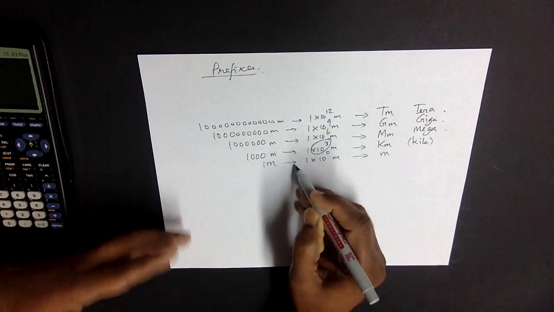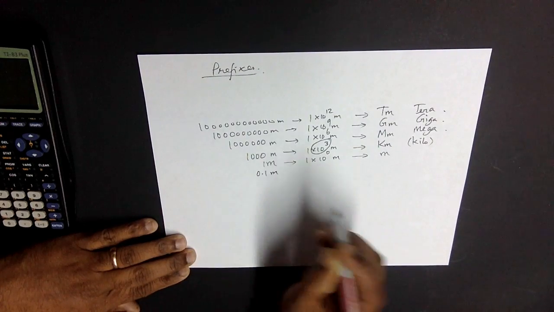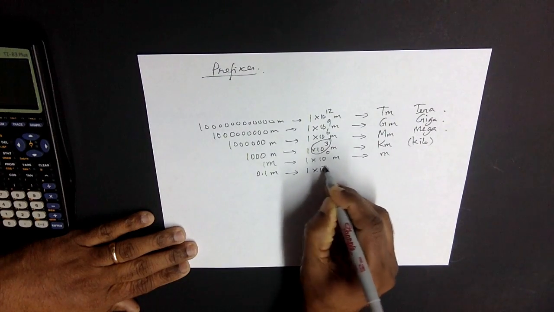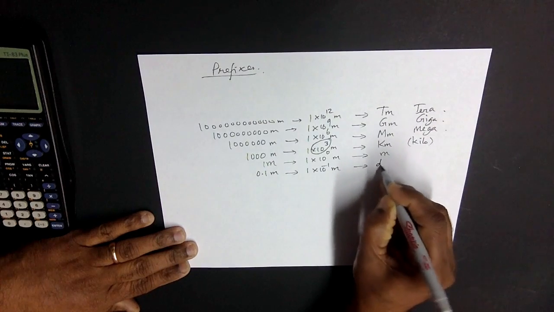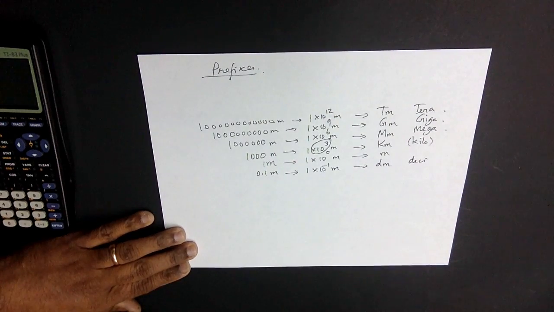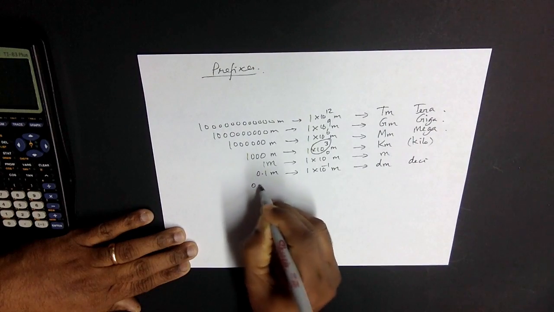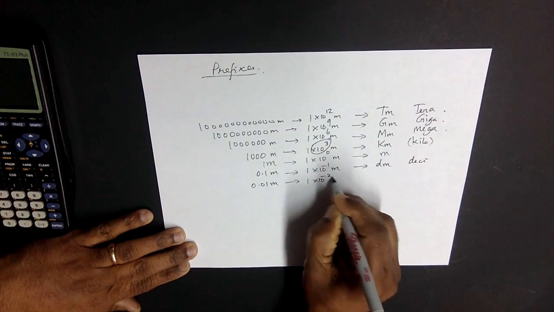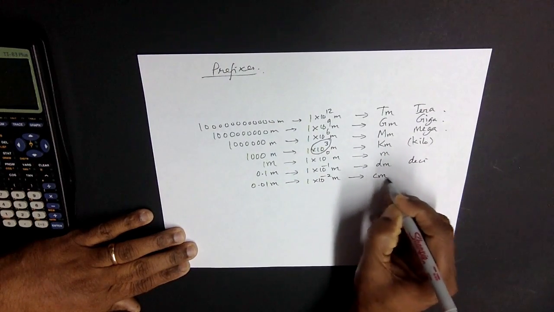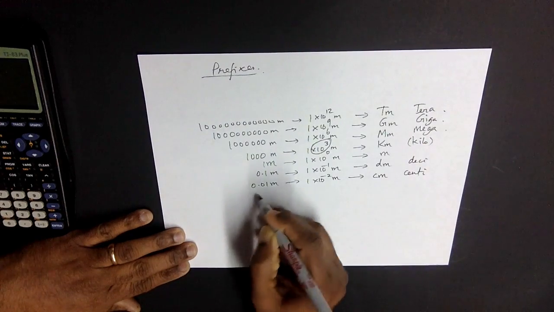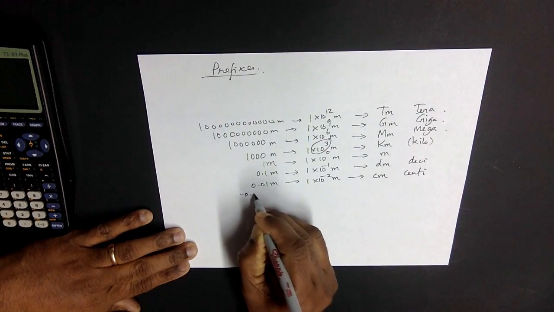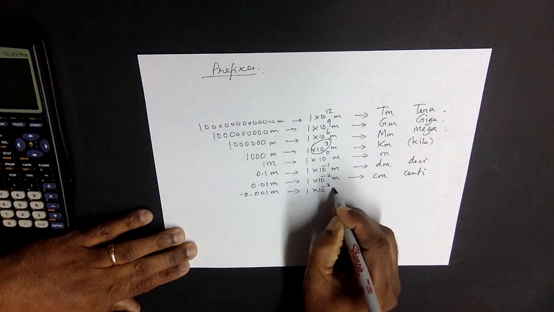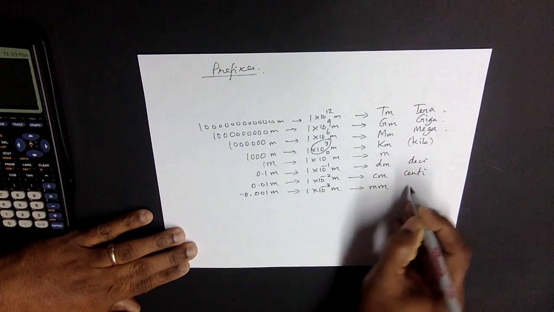On the lower end, you can have 0.1 meters. We can write it as 1 times 10 to the power of negative 1 meter, and we call that a decimeter. If you have 0.01 meter, that is 1 times 10 to the power of negative 2 meters, and that's called a centimeter. Still lower, 0.001 meter can be written as 1 times 10 to the power of negative 3 meters, and we write it as millimeter.